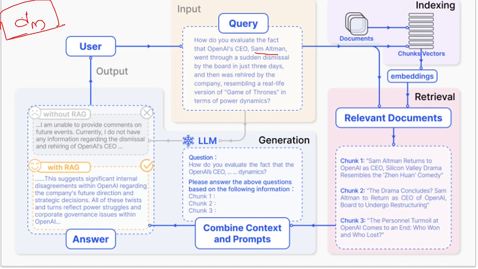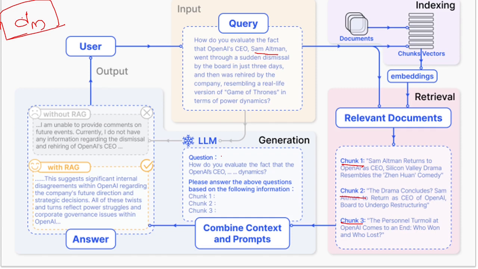Second comes the augmentation part. In the augmentation part, the architecture is going to take some important chunks from the content of this document. The chunks are going to be chunk 1, chunk 2, chunk 3. Chunk 1 is: Sam Altman returns to OpenAI as CEO, resembles the Zen Huan comedy. Chunk 2 is: Sam Altman returns to be CEO of OpenAI, board to undergo restructuring. And chunk 3 is: the personal turmoil at OpenAI comes to an end, who won and who lost.